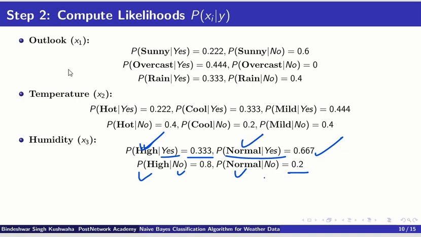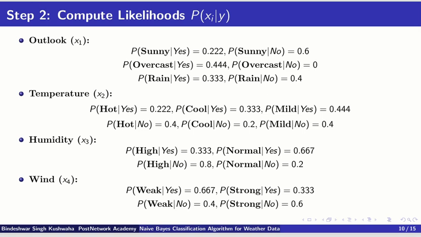And another feature we have is wind. So weak and strong, we have 2 values. So weak given yes 0.667. Probability of strong given yes 0.333. Probability of weak given class no 0.4, and probability of strong given no 0.6. So we will calculate each probability, remember.